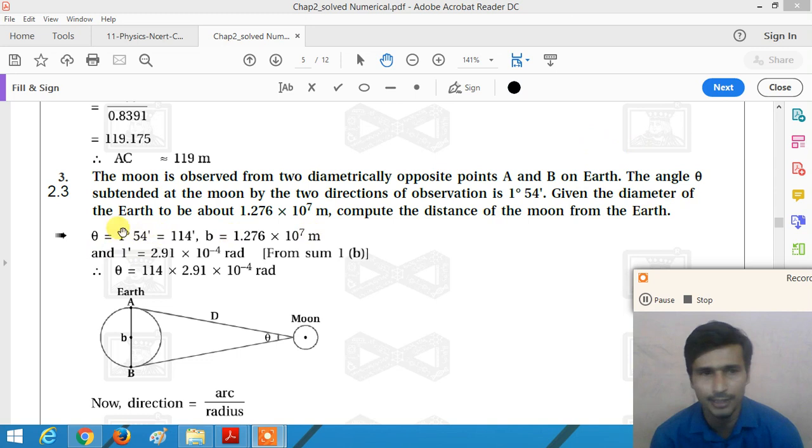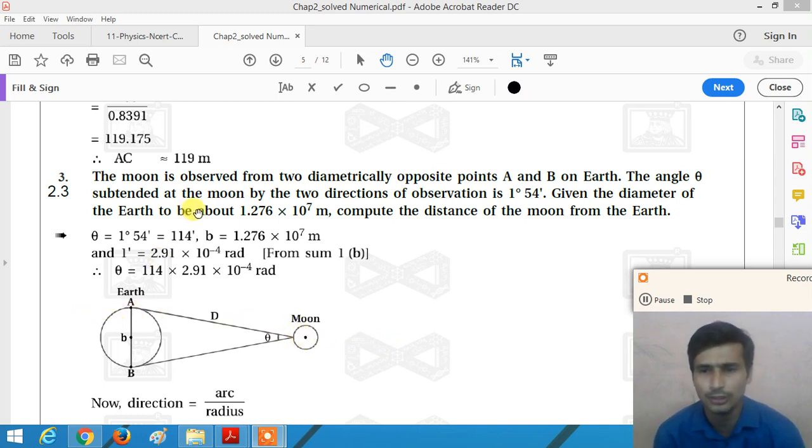Given the diameter of the earth to be about 1.276 into 10 raised to the power 7 meters. So here the diameter of the earth, or the distance between the two observation points A and B, is given to you: AB is equal to 1.276 into 10 raised to 7 meters. Compute the distance of the moon from the earth. We need to find the distance between the moon and the earth.